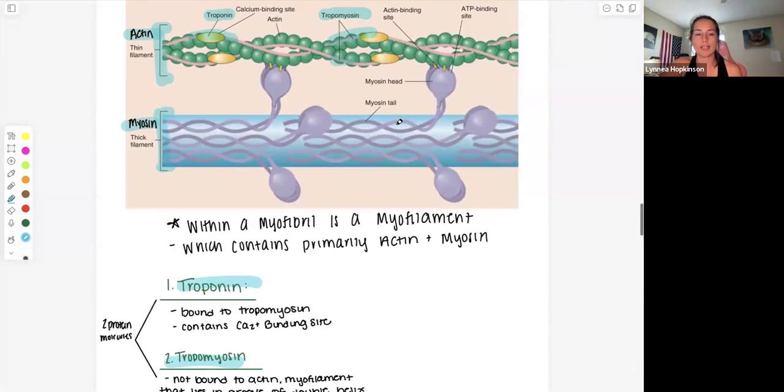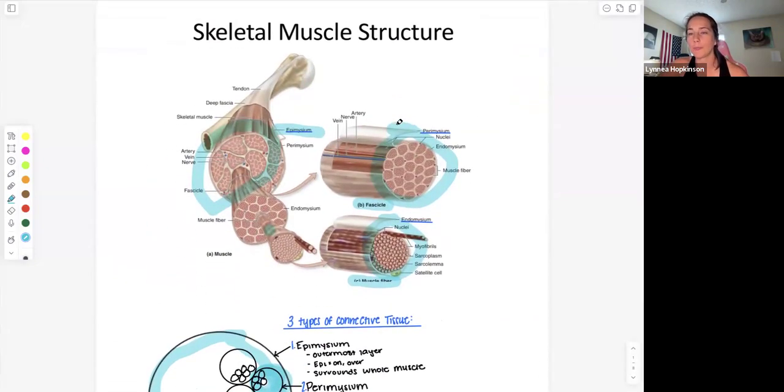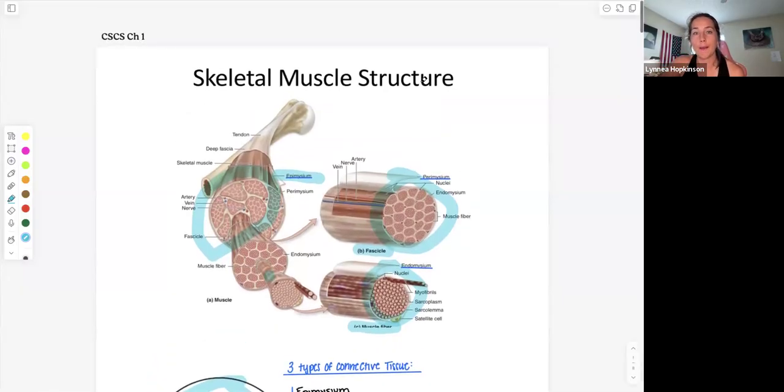But overall, guys, this is the skeletal muscle structure that you're going to need to know for the CSCS exam. I would also go over motor units and the neuromuscular junction, which we will probably also tap into in our next video discussing the sliding filament theory. But just know the main thing is that a motor unit is a motor neuron and all the fibers it innervates.